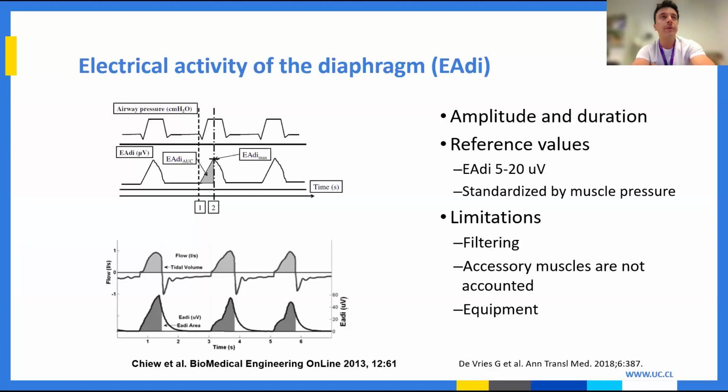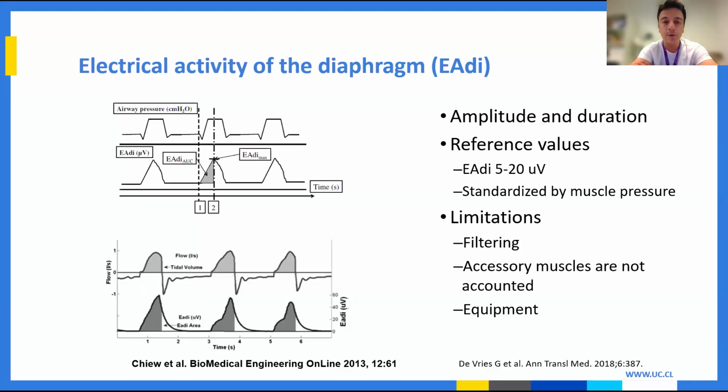In terms of reference values, they are uncertain. These are super variable, and you can have a huge range between 5 to 20 microvolts. So you need to standardize by muscle pressure. Then you can calculate how efficient your breathing is.